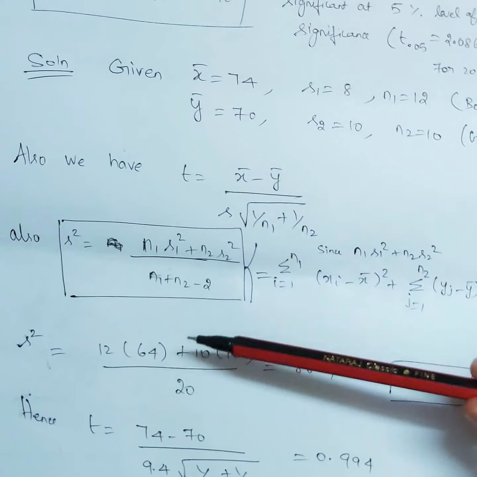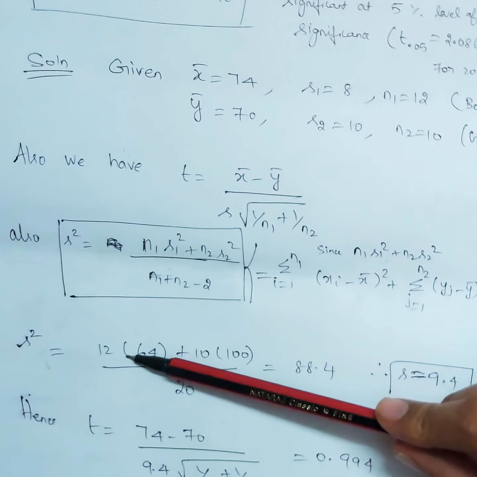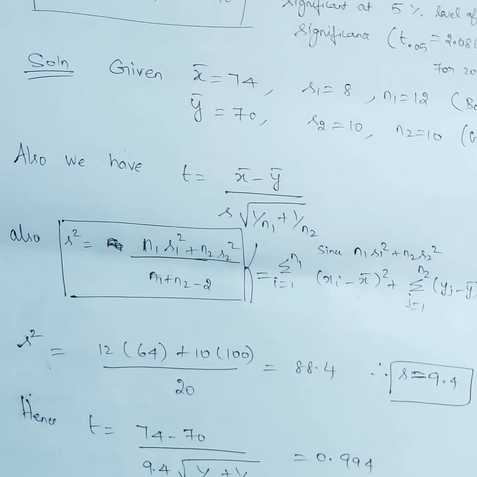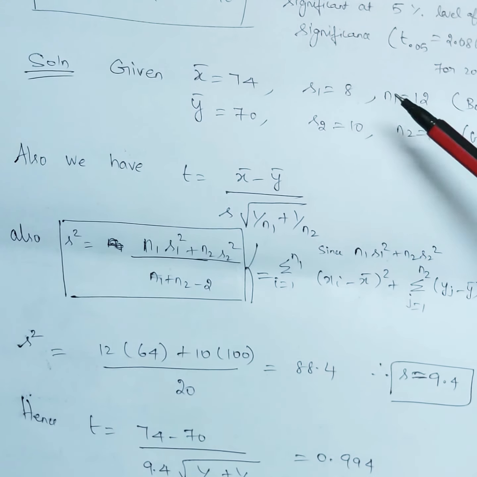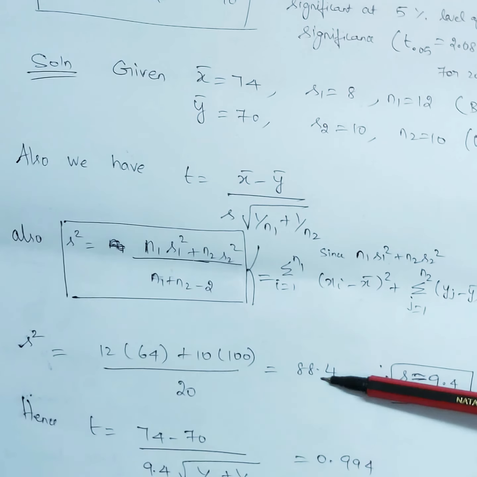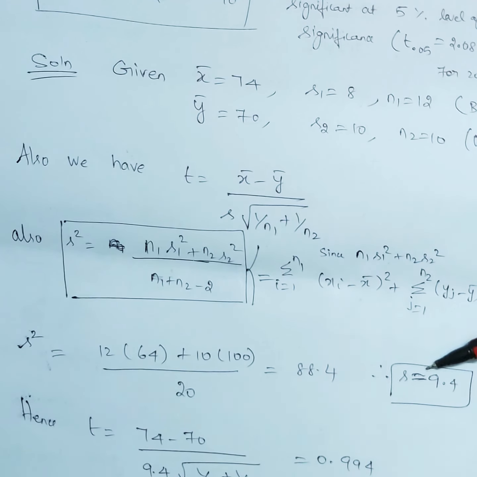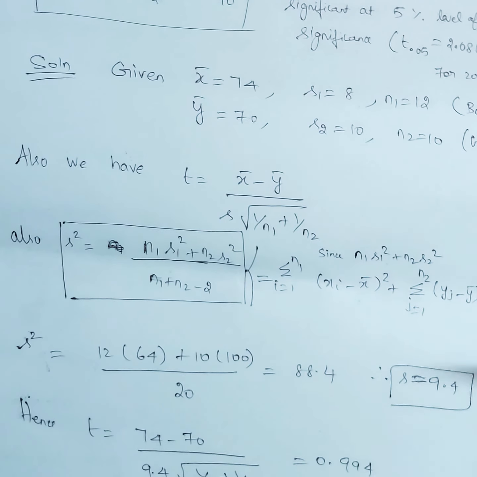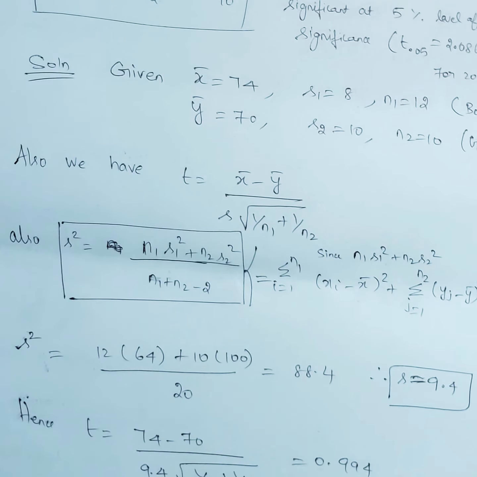So just substitute the value. N1 is 12, S1 square 8 square 64, plus N2 is 10 and S2 square, that is 10 square 100, divided by 20. So we got the value 88.4. So we have S square and of course we want S. Take the square root, so we are getting 9.4. Now you have to substitute in the formula.